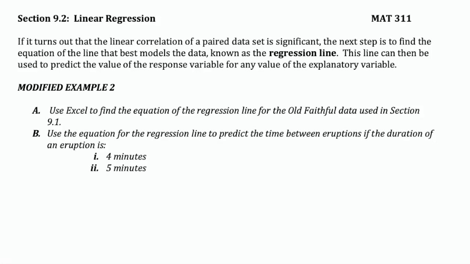of our lives. If you are interested in learning how to find the equation of this line by hand, I'm going to refer you to your textbook because, once again, the formula for doing so is very complex and it's much easier to use technology. So I've modified example 2 from this section slightly. They want us to use Excel to find the equation of the regression line for the Old Faithful data used in section 9.1. And then I added on, use the equation for the regression line to predict the time between eruptions if the duration of an eruption is first 4 minutes, then 5 minutes.